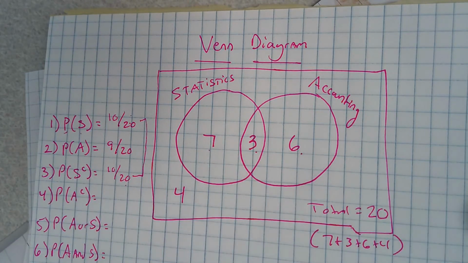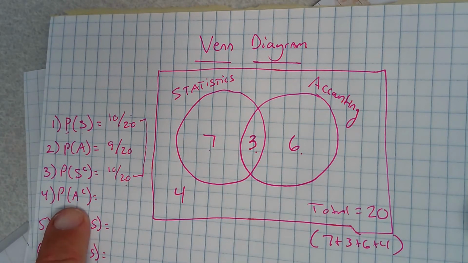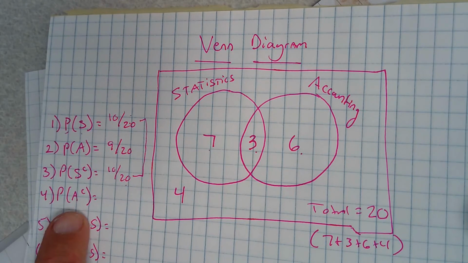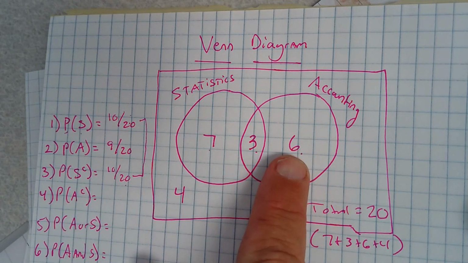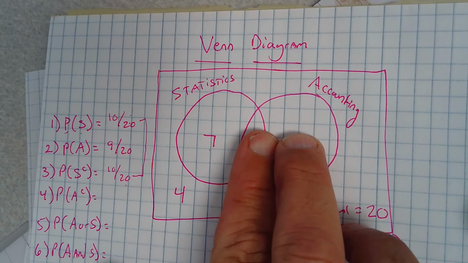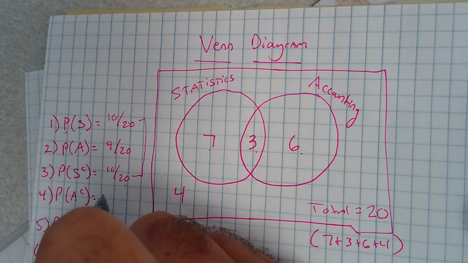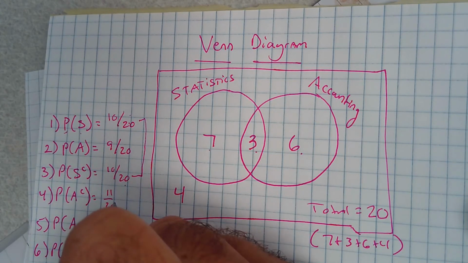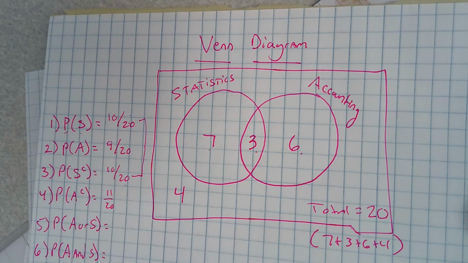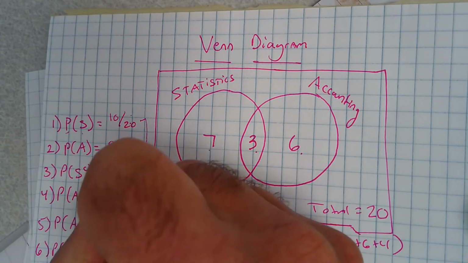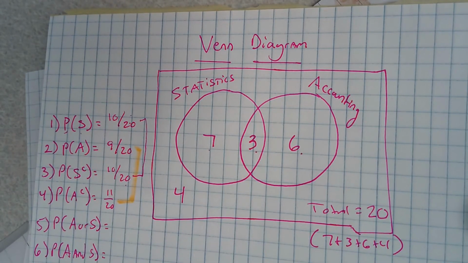For number 4, the probability that you are not in an accounting class: 9 people we said were in an accounting class. Again, if I cover up that circle, there are 11 people left who are not taking an accounting class. Those two numbers, the 11 and the 9, add up to 20 out of 20, or 100%. So the complement of the event means the probability of it not happening.